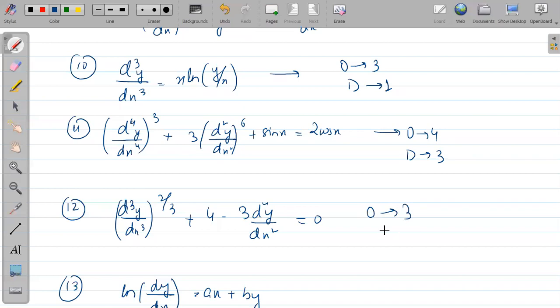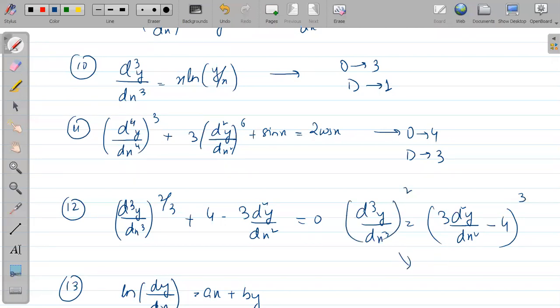Order is 3, degree not defined. Why not defined? No, sir, degree is 2, it is defined. Okay, let me see. If you cube it, we need to remove this radical sign, so I am writing it like this: equal to 3 times the second derivative d square y by dx square minus 4, whole square. Make the whole thing a cube. You will get order 2, degree 2.